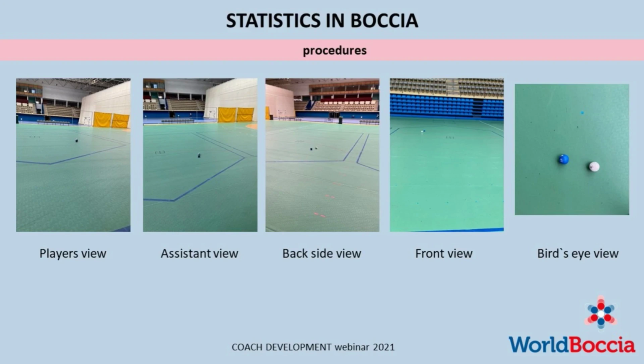So you have the player view here; the assistant view is behind the player, and it can be a little higher than the player. The backside view, the front view, and the bird's eye view. And here again, I will draw attention to what I said before: put some stamps there, or you have to understand where the position of the players is, to understand later what that position is, because it's really difficult to understand if you only have this point of view.